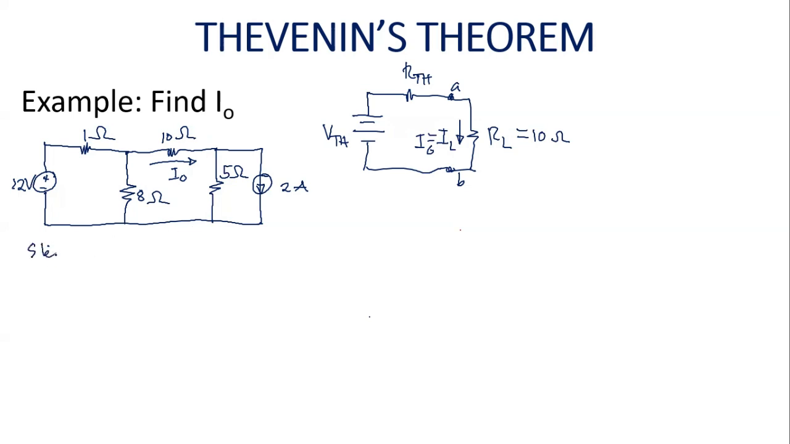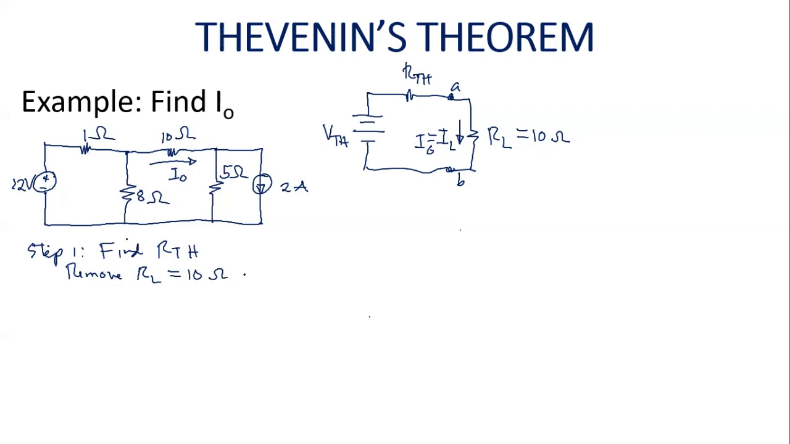So let's have step 1, find RTH. So let's recall how are we going to solve for RTH. We'll have to remove RL. And what is RL here? Which is the 10 ohms. Why? Because the unknown is the current through the 10 ohm resistor.